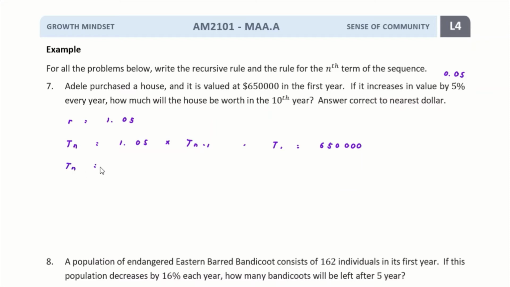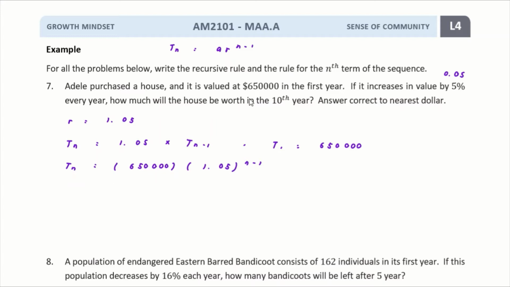Now let's do our n-th term rule as well. So Tn will be equal to A R to the power of n minus 1. This is our formula, so I hope that you can remember this right now. A is our first term, our initial term, R is our common ratio, then n minus 1. In this case, you don't really need to simplify, just leave it here.